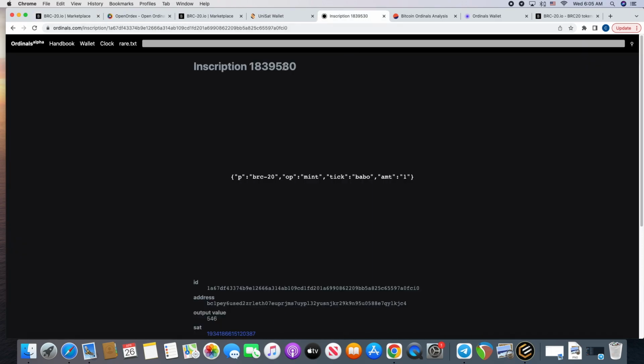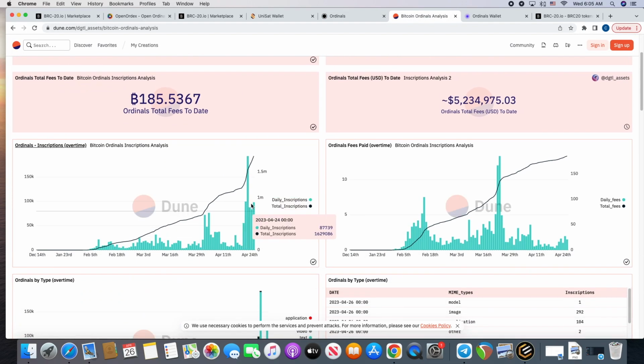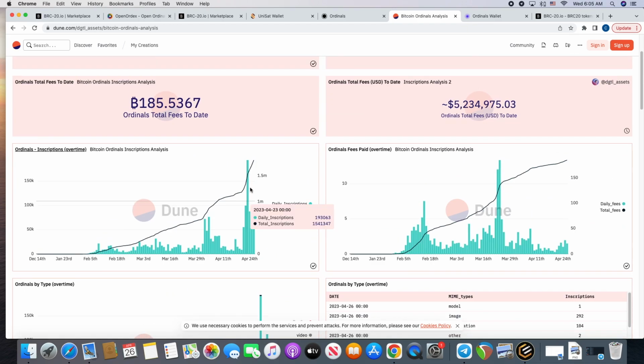You can also see that the Ordinal inscriptions are up to 1.839 million, 1,839,530. Those are growing like crazy, and most of it is the BRC20 that's really making it grow. Right now you can see that most of it is text. On the big days it's mostly all text, and it's grown like crazy. You can see right here it's going parabolic, and that's generating money for the miners. So I think that's a good thing.